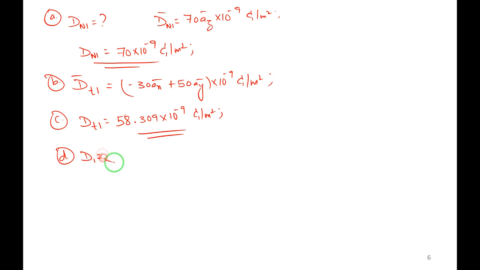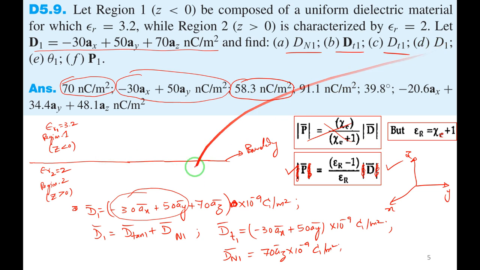Magnitude of the d1 vector we have here. This is the d1 vector. So the magnitude of d1 vector is equal to under root of 30 square plus 50 square plus 70 square, but you should not leave nano. You have to take 10 power minus 9 into account.